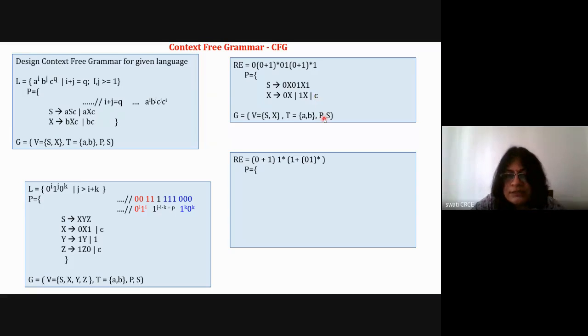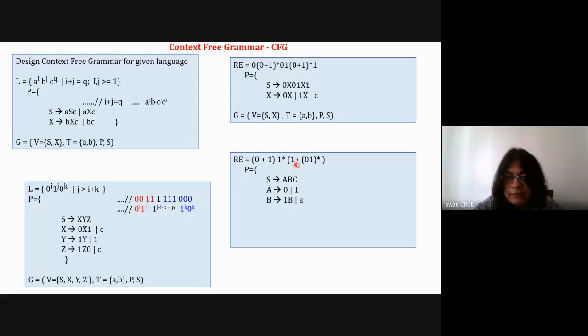This also you have solved yesterday. This is your either 0 or 1 and there is no star. So this can be one variable. Then 1 star will be one variable and 1 plus 0 1 star can be a variable. So I'll have S is equal to three variables, that is A B C. Now my A can be either 0 or 1. So it is simple, either 0 or 1. B is 1 star. So B is equal to 1B or epsilon.